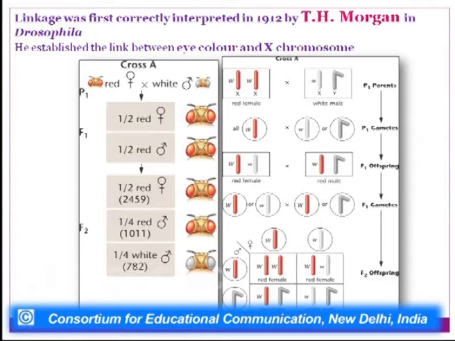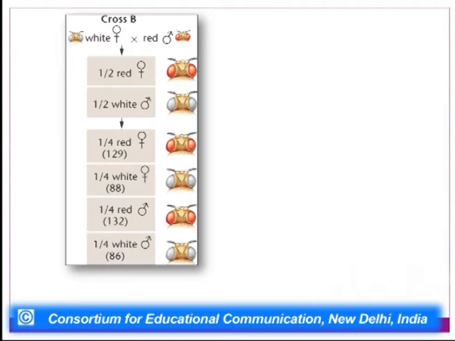Now what they did was a reciprocal cross, in which they took the female to be white-eyed and the male to be red-eyed. And they obtained that in the F1 generation, all the females were red-colored, whereas all the males were white-eyed. And in the F2 generation, out of the 50% females, 1/4 were red and 1/4 were white, and out of the 50% males, again 1/4 were red and 1/4 were white.